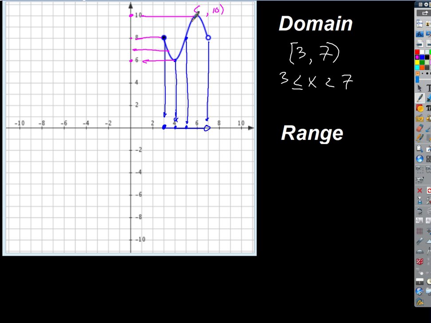Right? So we end up with solid endpoints, and then all the infinite points, the rest of the function, if I drag them over, they're just going to fill in the gap between those endpoints, aren't they? Right, so that's our range.